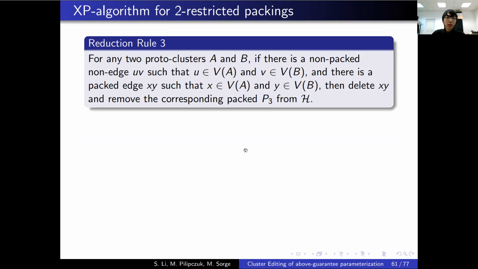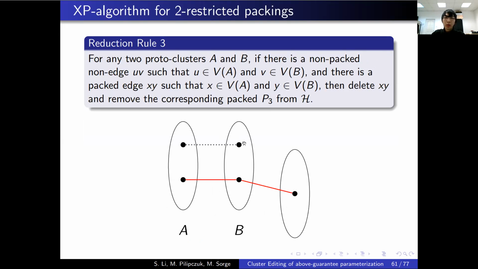Reduction rule 3 says that suppose we are given 2 protoclusters A and B. If there is a non-packed non-edge UV, this is a non-packed non-edge. It's a non-edge but not covered by any P3. And there is also a packed edge XY, such that X is in V(A) and Y is in V(B). Then we delete this XY and remove the corresponding packed P3 from H, and this edge becomes a non-packed non-edge.